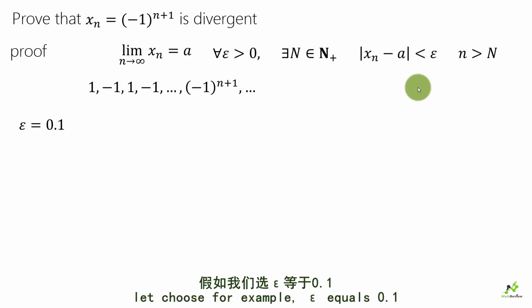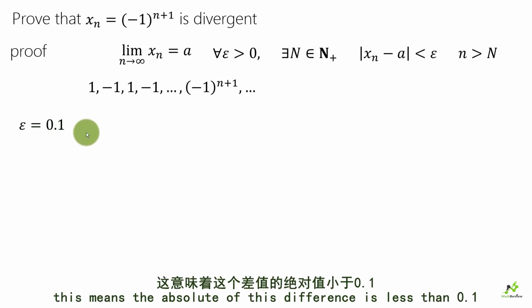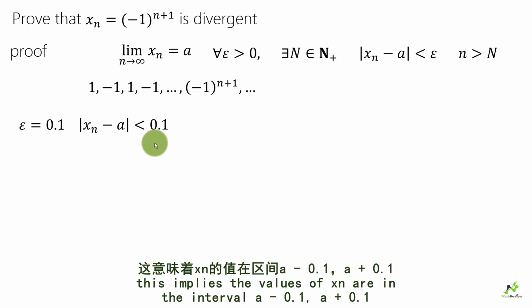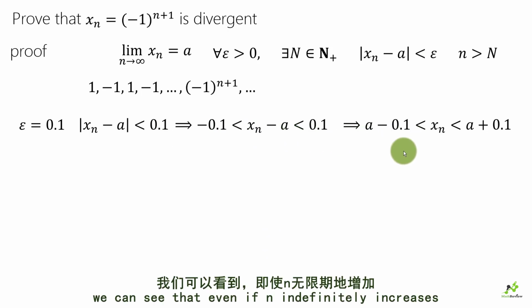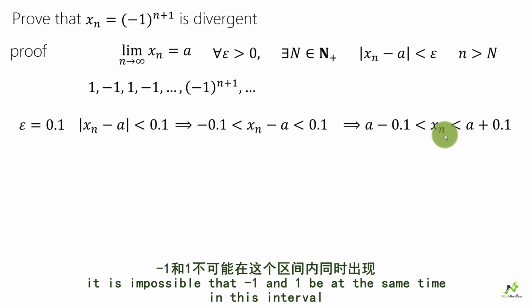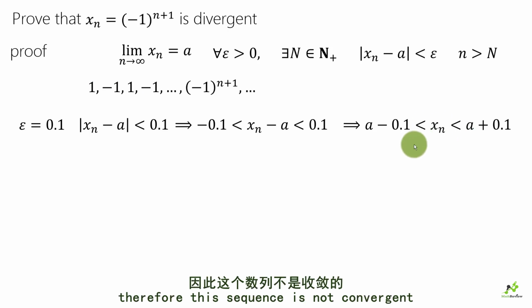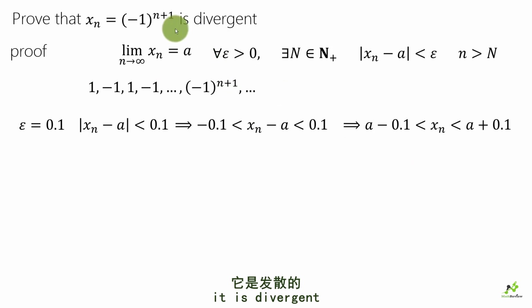Let's choose, for example, epsilon equals 0.1. This means the absolute value of this difference is less than 0.1. This implies the values of xn are in the interval a minus 0.1, a plus 0.1. We can see that even if n indefinitely increases, it is impossible that -1 and 1 be at the same time in this interval. Therefore, this sequence is not convergent, it is divergent.